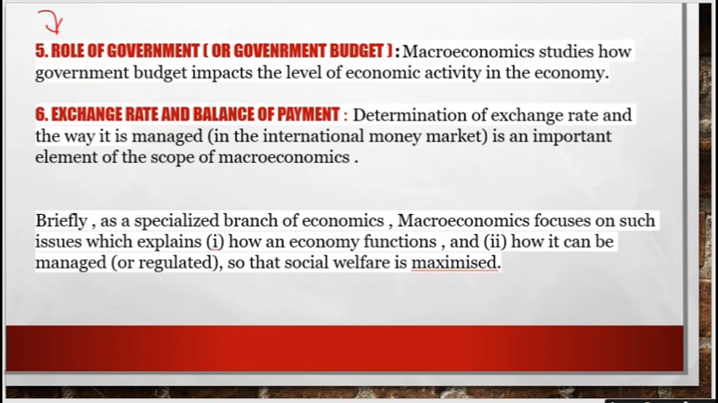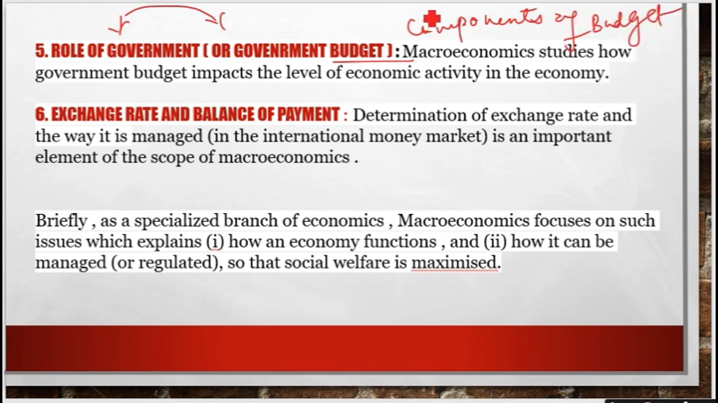What else do we study under macroeconomics? The role of the government. Okay, so when we are talking about the role of the government, the major role government is playing is to formulate the budget of a country, right? So here we will be understanding about budget. What is a budget? What are the major components of budget? And how government budget impacts the level of economic activity in the economy. So we understand all of this under macroeconomics.